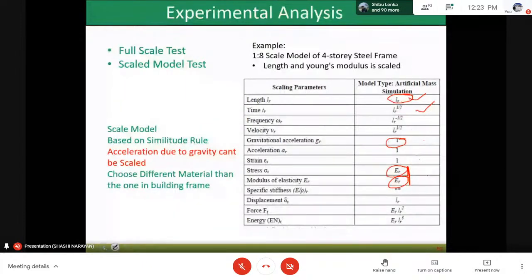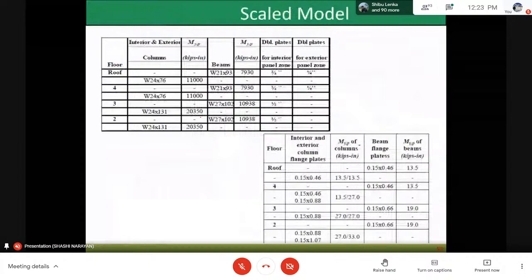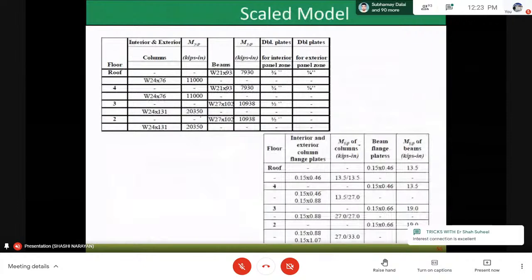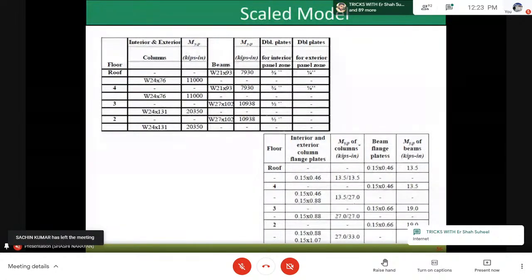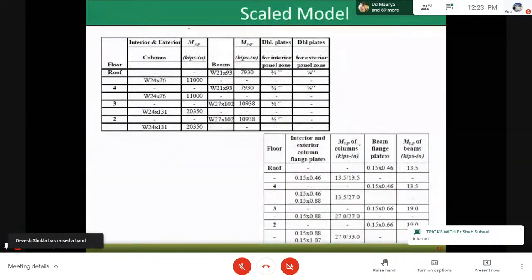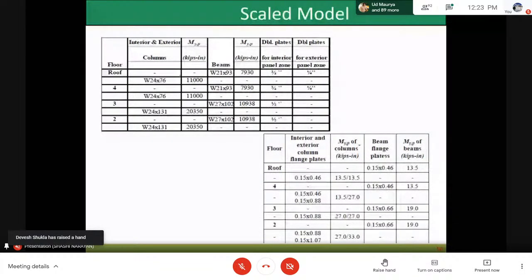One of the scaled models that is reported, reported in Lignos et al., had the columns and beam sections that existed in the model. For that, plates have been used instead of the W sections, and these plates are made of aluminum rather than the steel plates. And this is the final scaled model.